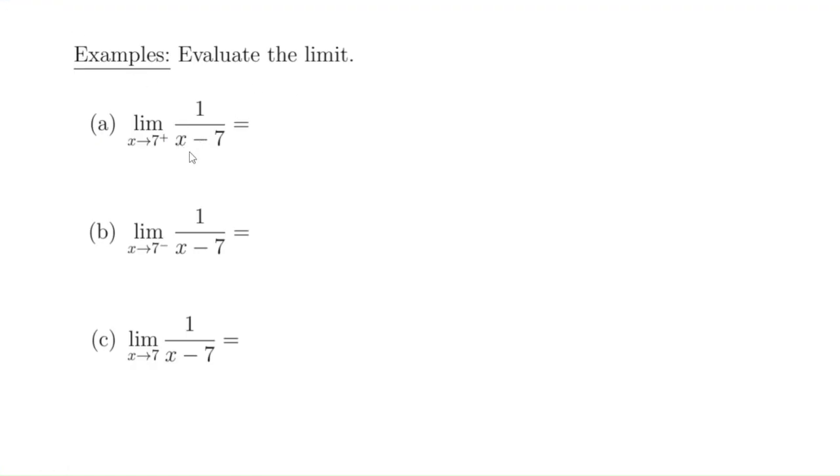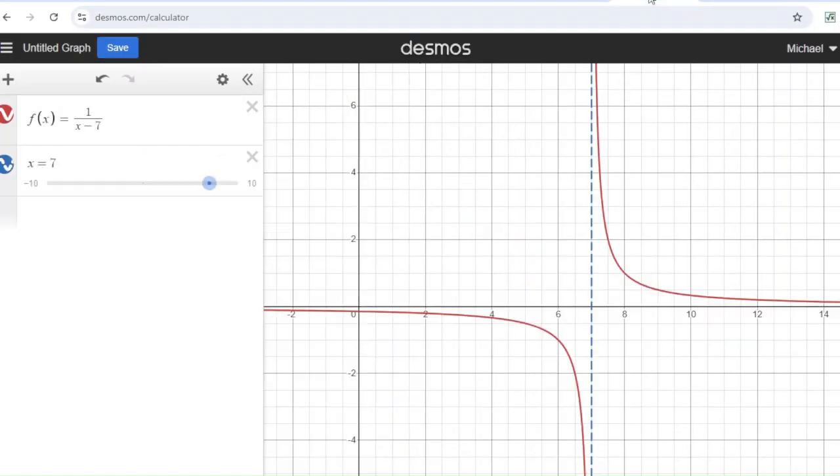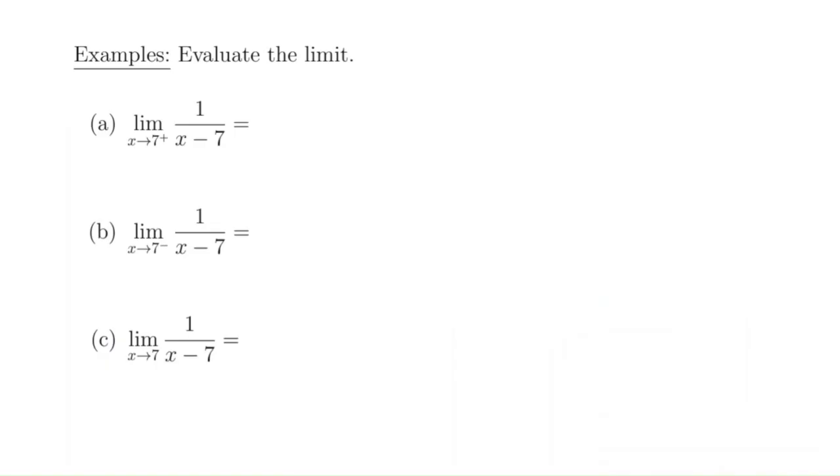And for our last example, we're going to look at the function 1 over x minus 7. Now, this function is very similar to 1 over x, only it's shifted to the right 7. So if we go here to Desmos, notice there's 1 over x minus 7. It looks a lot like 1 over x, but it's shifted to the right 7. And we get this vertical asymptote at 7. So notice as we approach 7 from the right, it's going to blow up to positive infinity. As we approach 7 from the left, it's going to go down to negative infinity.